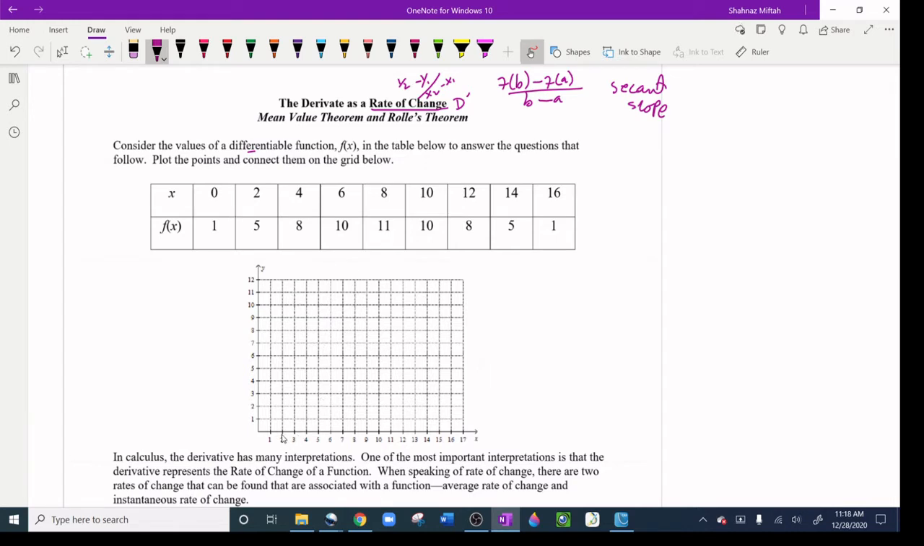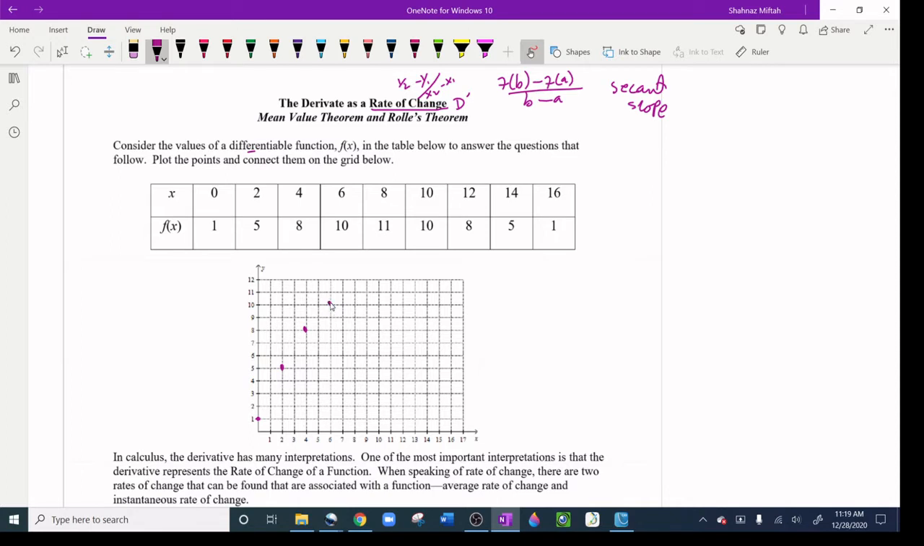I have 0 and 2, so this is 0 and 1. I'm sorry, I'm reading it wrong. 0 is x and 1 is right there, so 0 and 1. Then I have 2 and 5, that's 2, and this is 5. Then 4 and 8, this is 4, and we're gonna go to 8. 6 and 10, that's 6, and I'm gonna go all the way. Where is 6? So this is 6, and it's 10.